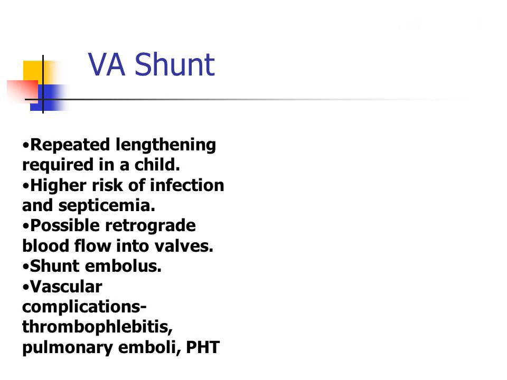VA shunt: repeated lengthening required in a child. High risk of infection and septicemia. Possible retrograde blood flow into valves. Shunt embolus. Vascular complications: thrombophlebitis, pulmonary emboli, PHT.